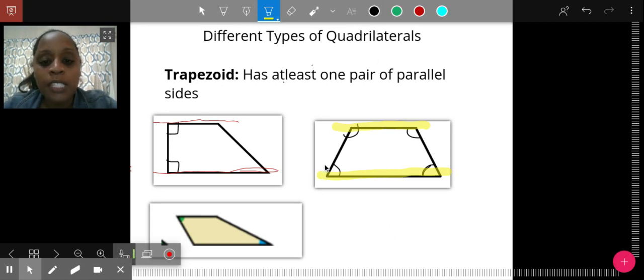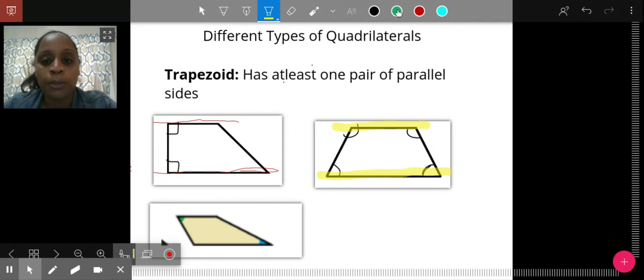If we do these lines, someone might be wondering, well, Mrs. Grant, what if these lines right here, these lines at the sides here, are not parallel? These side lines are not parallel. If I extended these lines, they would actually meet.